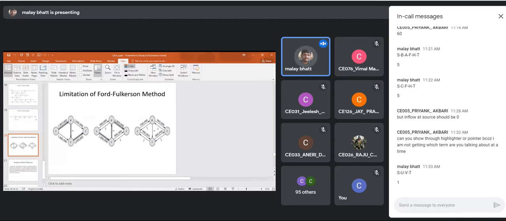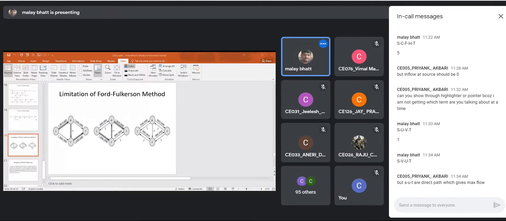So I can use this path, S to V, V to U, and U to T, right? So I'm reversing this. I'm taking this path because I want to highlight a certain point. You can take another path also, S to U, U to T. But I want to highlight a certain issue, which is the limitation of this algorithm.